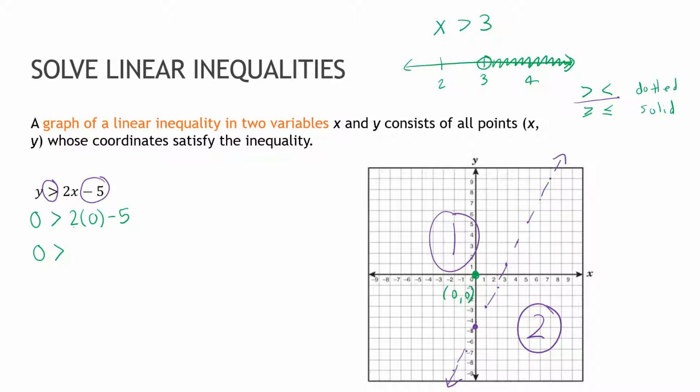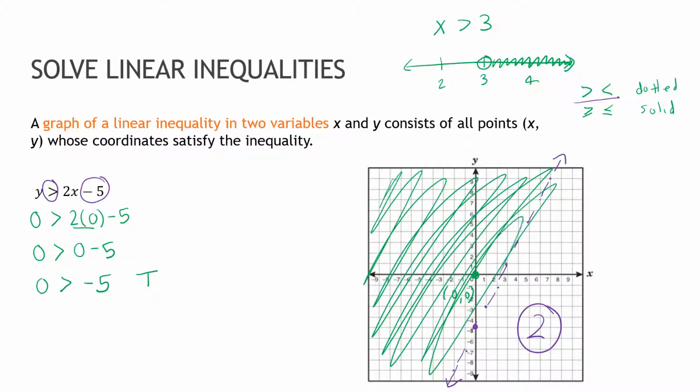And do I get a true statement? 0 is greater than 2 times 0 minus 5, so 0 is greater than -5. Is that true? Is 0 a bigger number than -5? Yes, it is. If it's true, the test point should be shaded, which means everything on this side of the line is shaded. Everything on the left is.